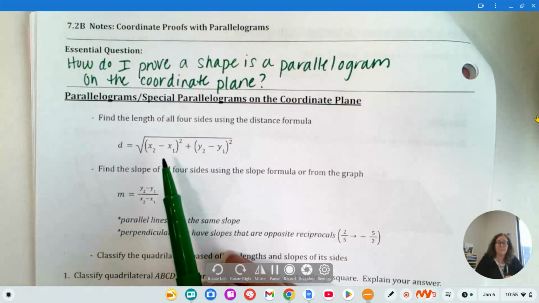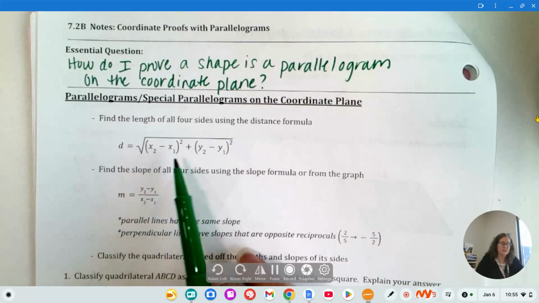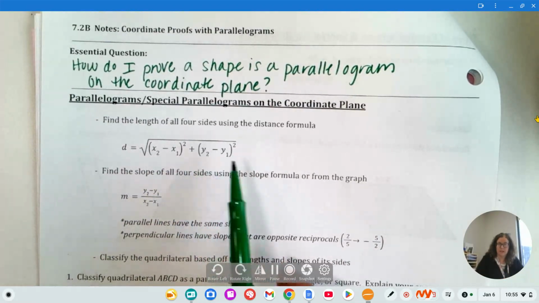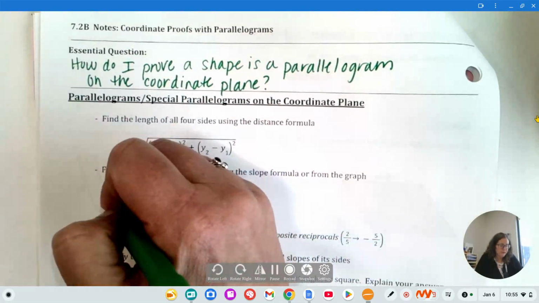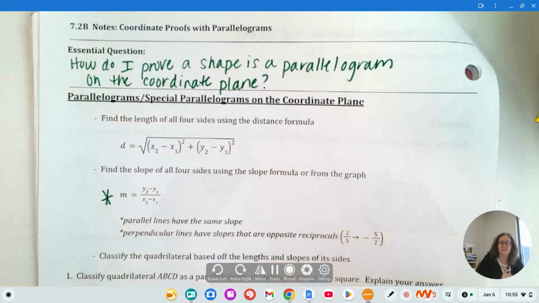We are primarily, or like half of it is going to be, using the distance formula. So that is hopefully familiar to you. I've got it here. We're going to use it. The new thing is that we are also going to incorporate finding the slope, because the slope is going to tell us if the angles are 90 degrees or if the two sides are parallel. Remember, a parallelogram has opposite sides parallel.